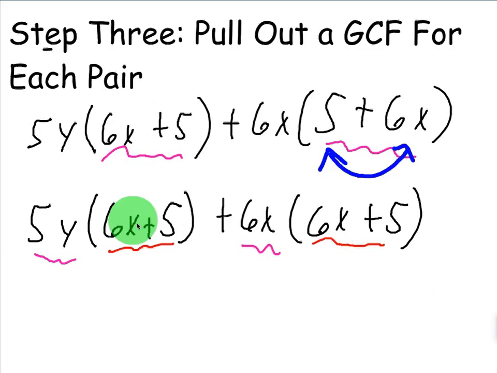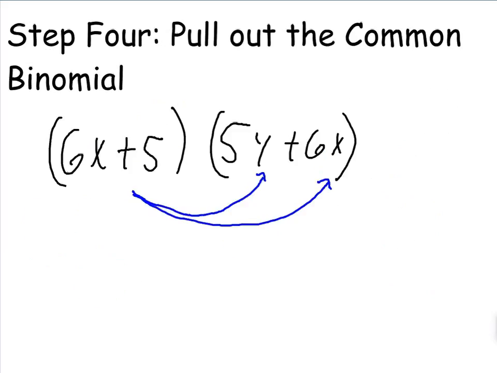So you already know what's coming next. This is just like the x method. Whatever is in the parentheses is going to become one factor, so the 6x plus 5. The leftovers, which I have underlined in pink here, is going to be your other factor. So your other factor is going to be 5y plus 6x. And that will be your answer.